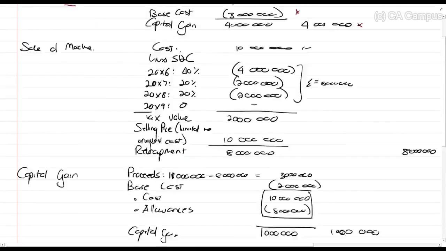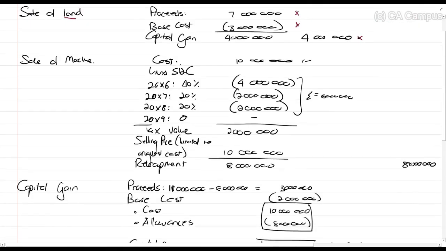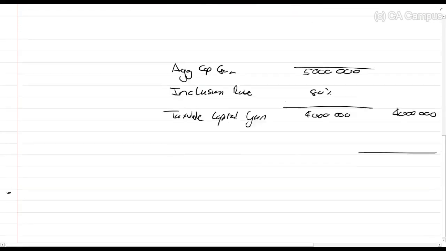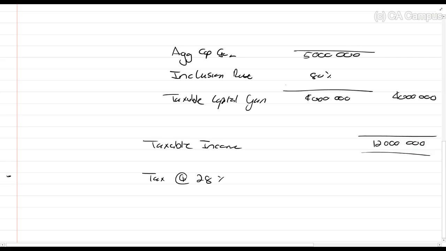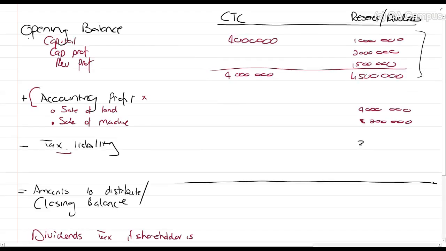Now we add up everything in my rands column. There's a recoupment of 8 million and a 4 million rands taxable capital gain. So that gives me a 12 million rands taxable income. The tax calculated on that at 28% is $3,360. So our tax liability is 3,360.